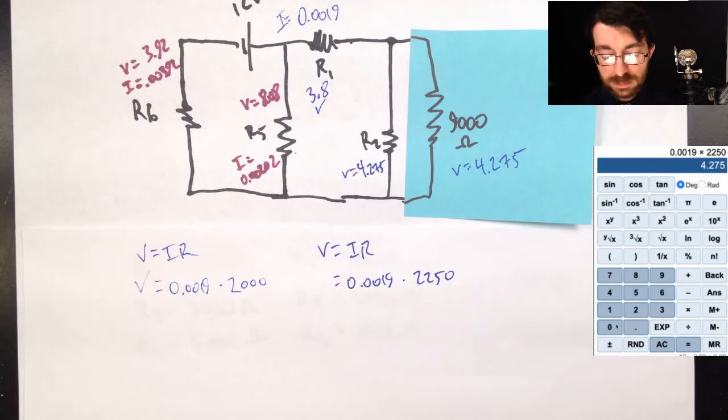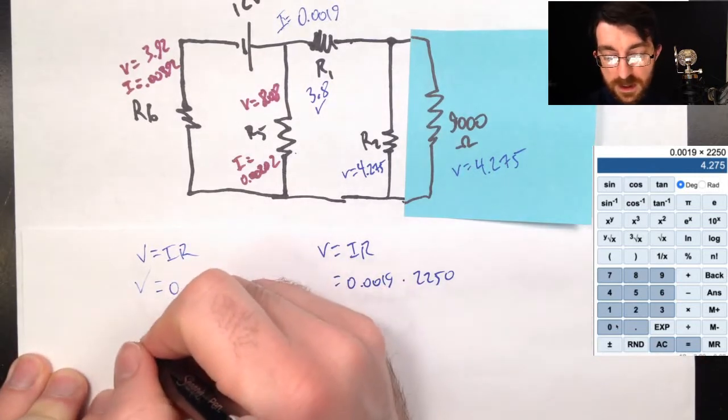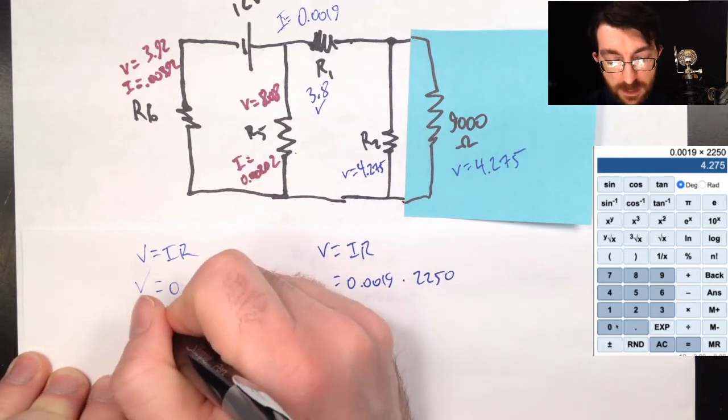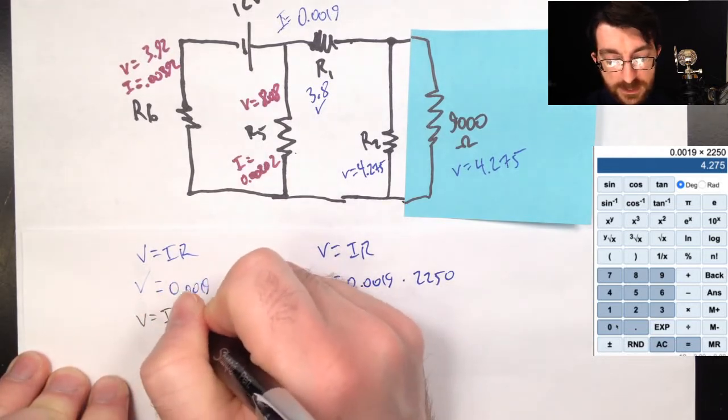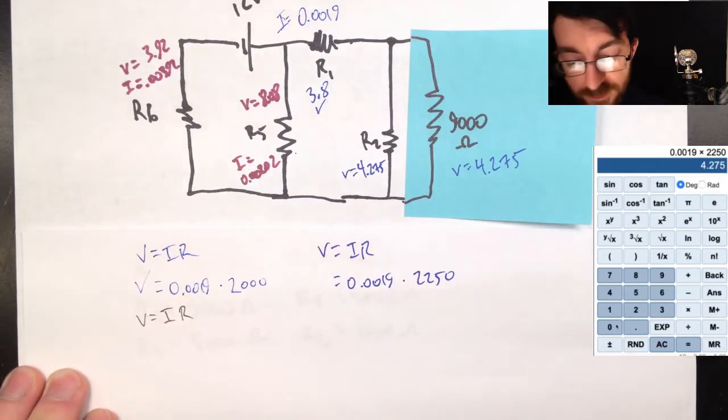Ohm's law. New pen because I'm tired of blue. Ohm's law looks like this. I know what the voltage is. I know what the resistance is. I don't know what the current is. Can you see that? Yeah, okay, good.